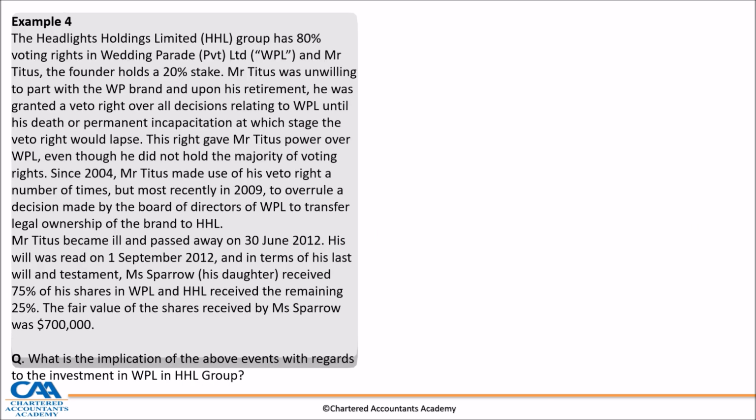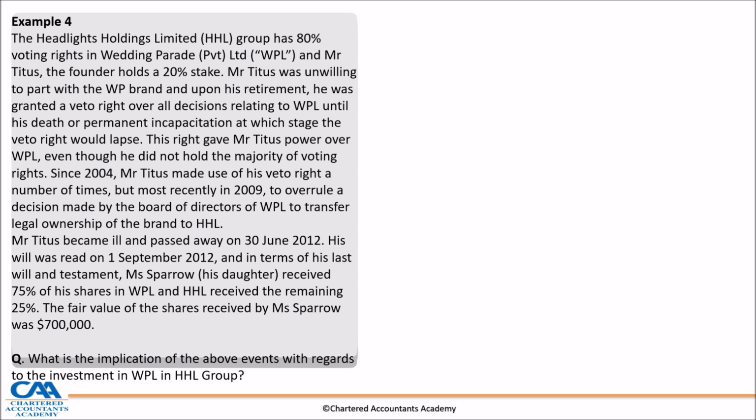Example 4. Example 4 is a little bit interesting because the change does not result from a transaction, rather it results from an event. So it is very important that when you are analyzing these changes, you watch out for changes that are caused by a transaction. A transaction is a real exchange of value, either for money, for shares, or for something tangible. Whereas an event can happen that can tip the control scale from one party to the other.